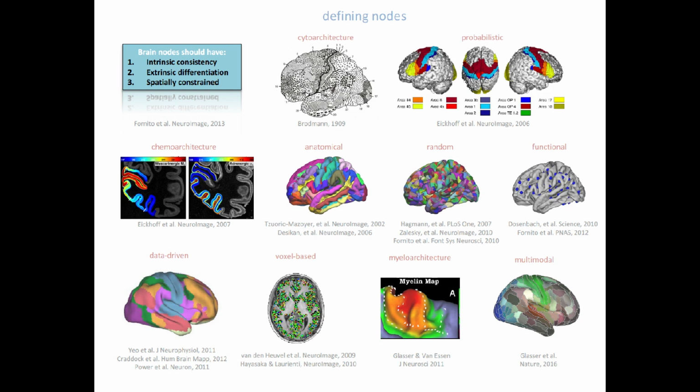More recently, people have started to use variations in myelo-architecture, and last year the Human Connectome Project team published their parcellation of the human brain using a multimodal approach that combined information from task data, myelo-architecture, resting state fMRI, and so on. So there's lots of different approaches.